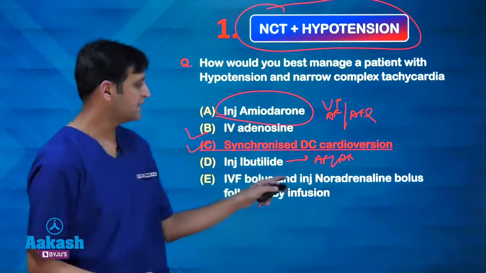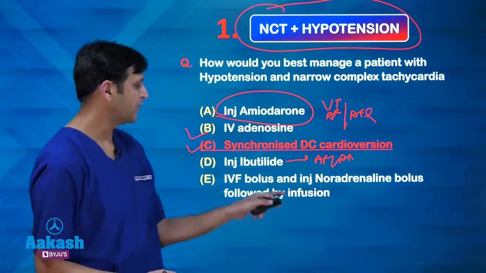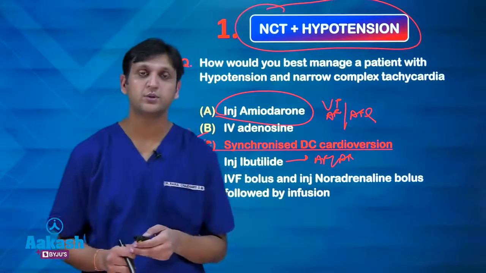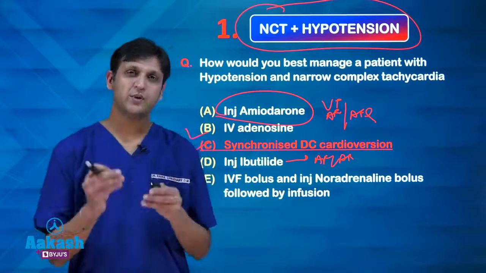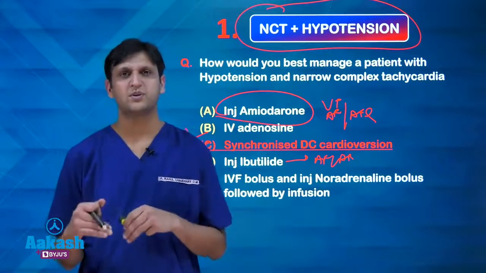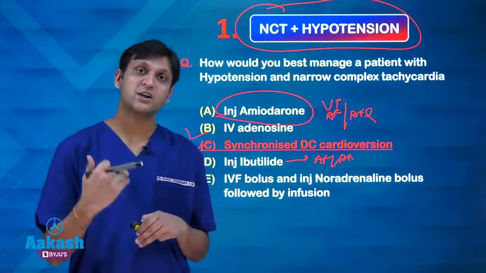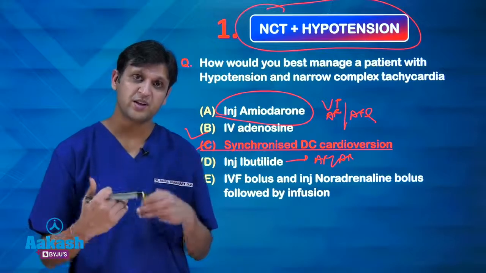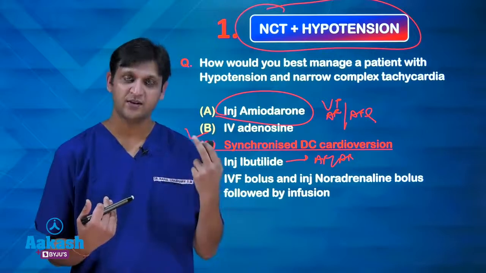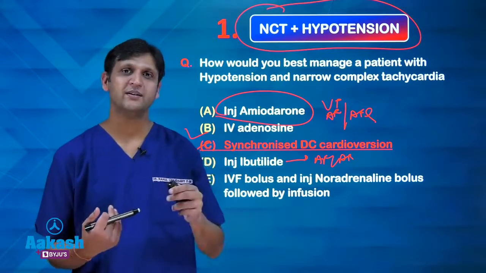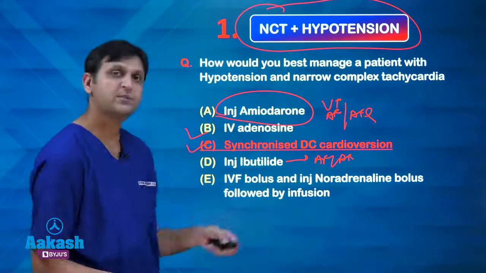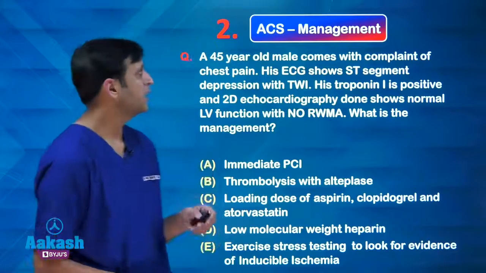Now IV fluid bolus and injection noradrenaline bolus followed by infusion. So why has this been mentioned? Although it might not be a question that you can get in the exam, I'll just tell you why. Because one of the methods for terminating a paroxysmal supraventricular tachycardia in a patient whose blood pressure was low is to acutely cause a rise of blood pressure. So when the systolic blood pressure suddenly rises to 170, 180, 190, it stimulates the receptors in the carotid, and that can cause a reflex bradycardia. So it's vague and not used, okay, but since it's been mentioned in the books, it has been put as an option. Now coming to the next question.